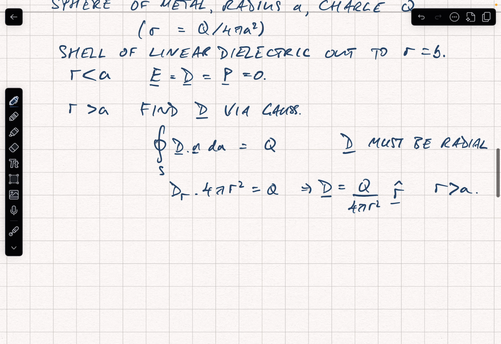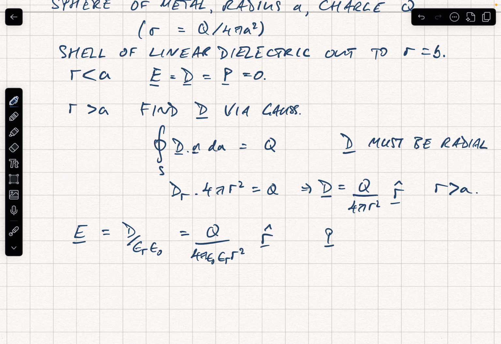How do we find the electric field? Well, inside the dielectric, we say that E is equal to D over epsilon naught epsilon R, because it's a linear dielectric. So that's equal to Q over 4 pi epsilon naught epsilon R R squared in the R hat direction. Once again, we couldn't have found this without using D.